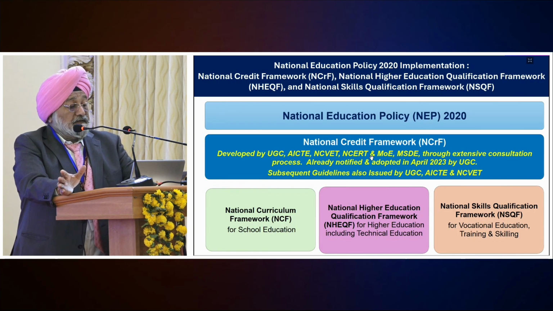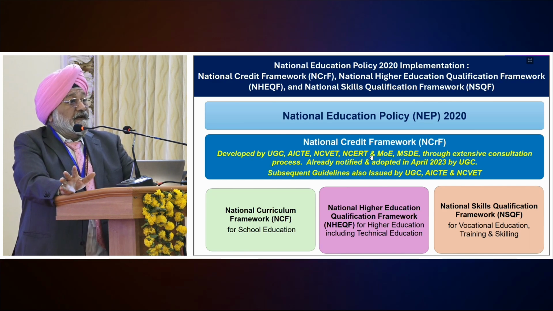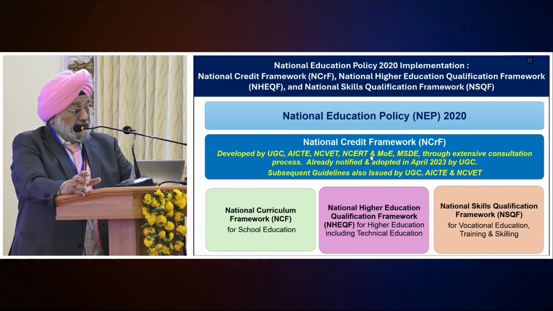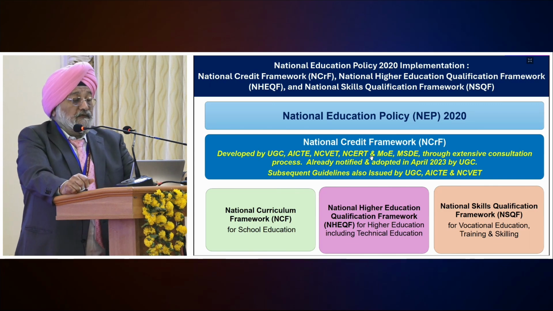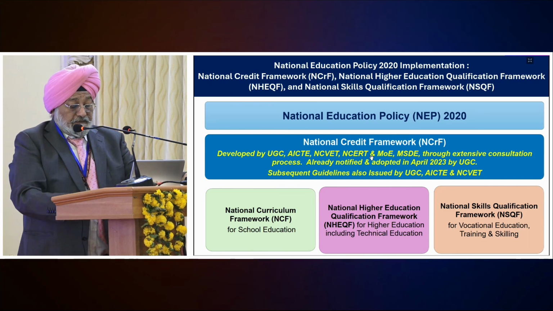So the National Education Policy 2020 was brought in. And to implement this policy, the government created something called the National Credit Framework. For the first time, all regulators sat together: UGC, AICTE, NCVET, NCERT, Ministry of Education, Ministry of Skill Development. They sat together and they brought out this National Credit Framework, which has three main curricular and qualification frameworks. One is the National Curriculum Framework for School Education. Second is the National Higher Education Qualification Framework for Higher Education. And then the National Skill Qualification Framework, which fits into both school education as well as higher education.